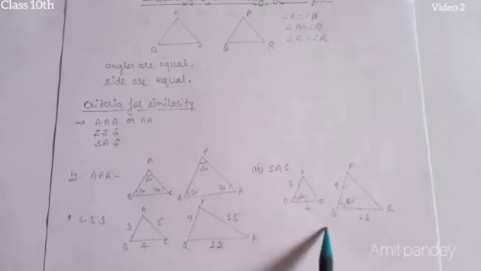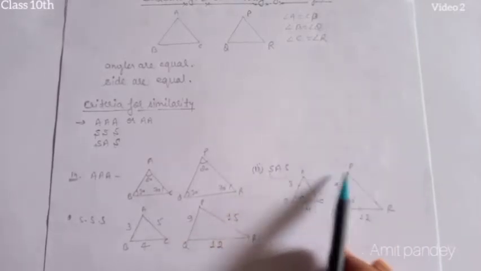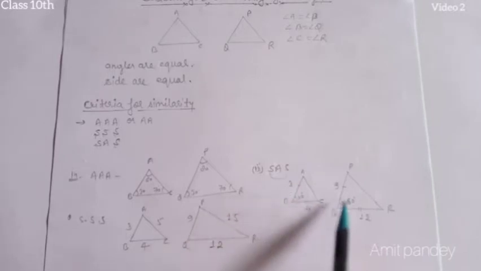The ratio of the sides is 1 to 3 and the angle is equal. Yes, so two sides and one angle. So these two triangles, ABC and PQR, are similar by this criterion, SAS.